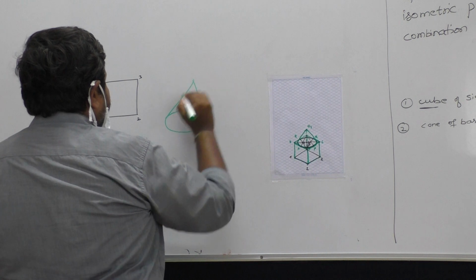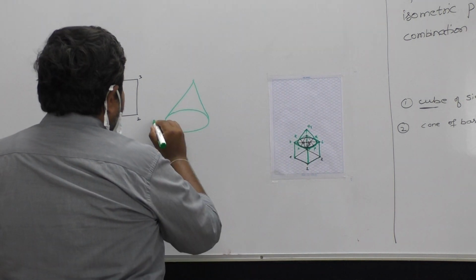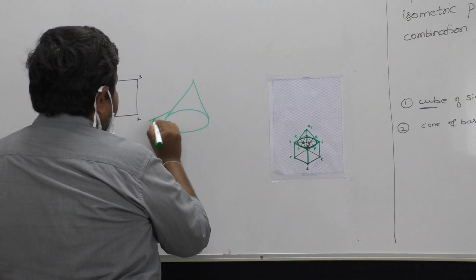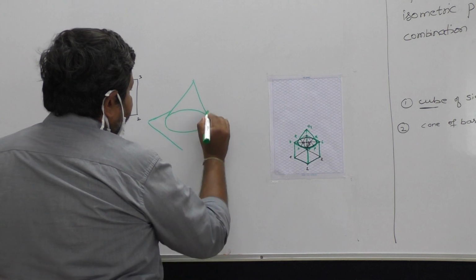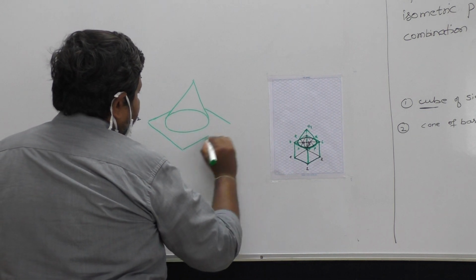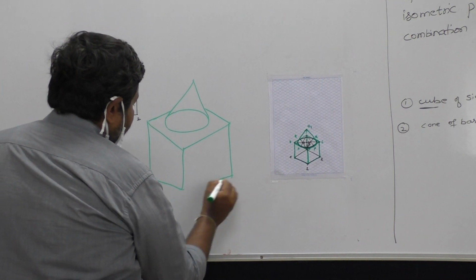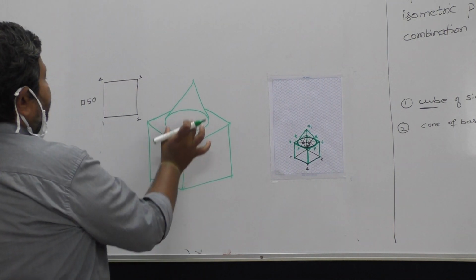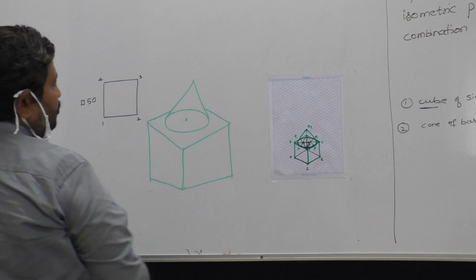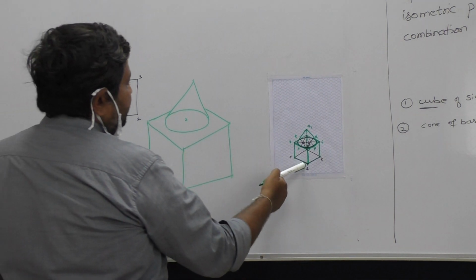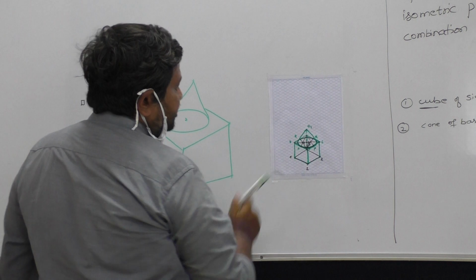This is the ellipse. Only a small portion of this square face is visible. Here it will be like this. So this is the cube over which we have placed the cone, and its construction in the isometric projection will be as shown in this figure.